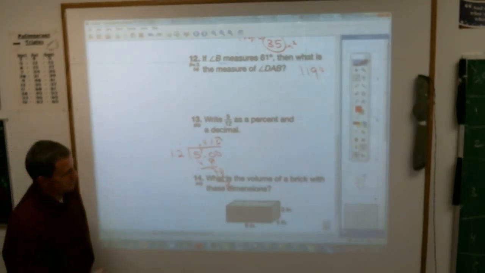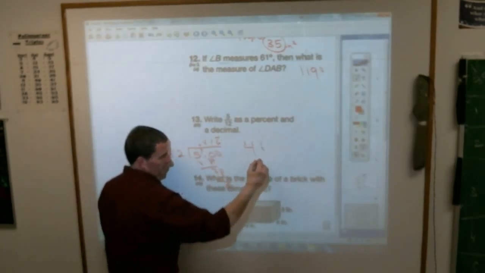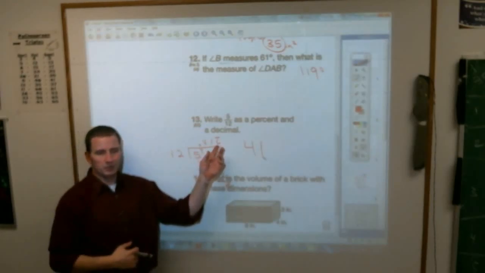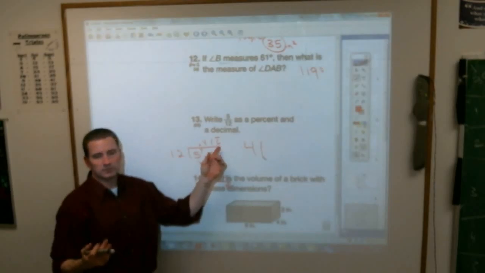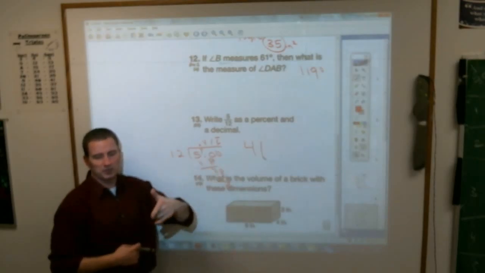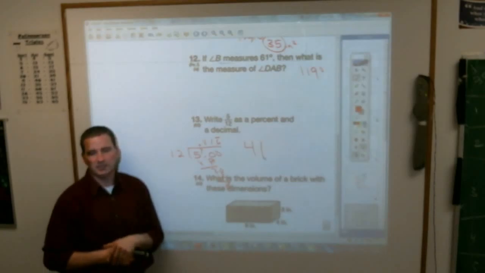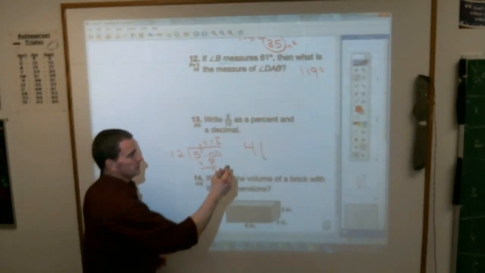So what you could do is go back here and just say, okay, you know it's 41, right, for the percent, maybe? And then what is repeater 6 as a fraction? Look under your little handy dandy sheet in your notebook there. What is 0.6 repeat? Point six repeater is what fraction? 2/3.